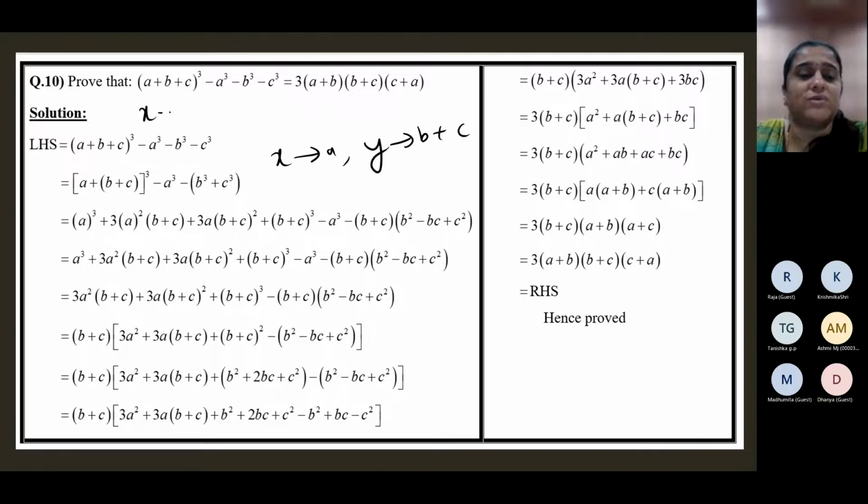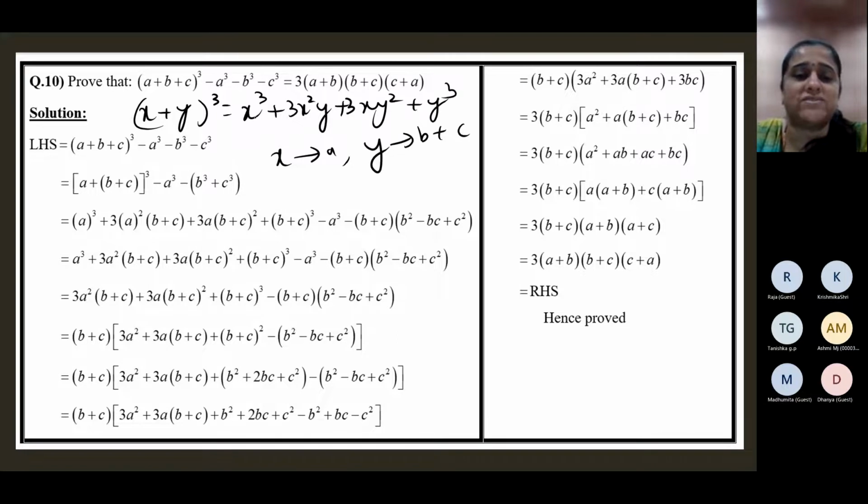Okay, and what is x plus y the whole cubed? X plus y the whole cubed is x cubed plus 3x square y plus 3xy square plus y cubed, wherein your x is a and your y is b plus c. That's what is here. Understand these four terms yourself. This is only your x cubed. This is your 3x square y. This is your 3xy square. And this is your y cubed.